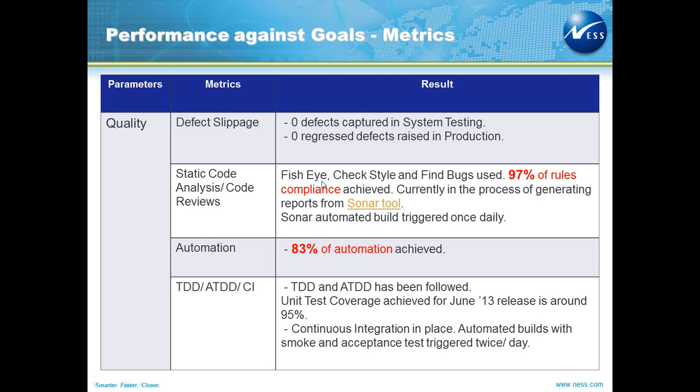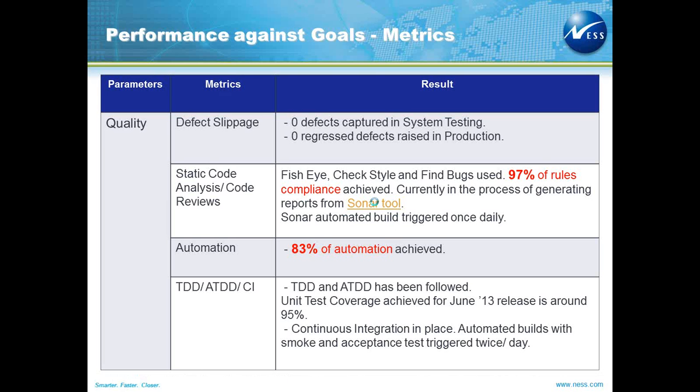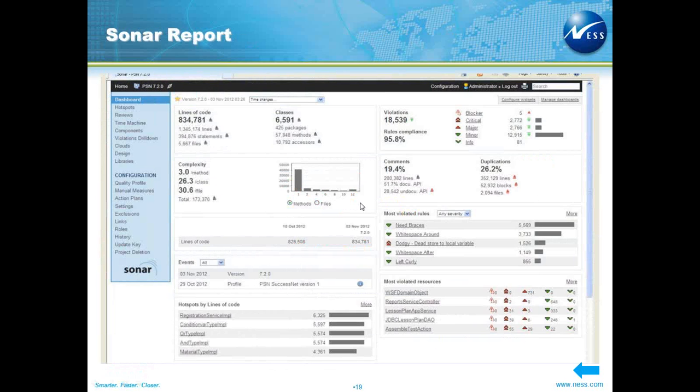As I mentioned, we have Fisheye, Checkstyle, and FindBugs as our tools, and we have somewhere around 97% compliance achieved, which is a code compliance for static code. We have also integrated SonarQube, which also gives us a dashboard. Just a quick look probably at the dashboard, where it actually tells us how many lines of code. You can see the compliance being shown here. It can be integrated with your functional or acceptance testing suite, and you can also see the code coverage as well.